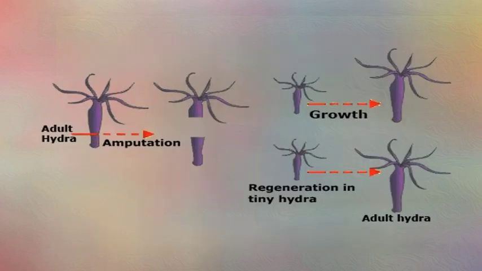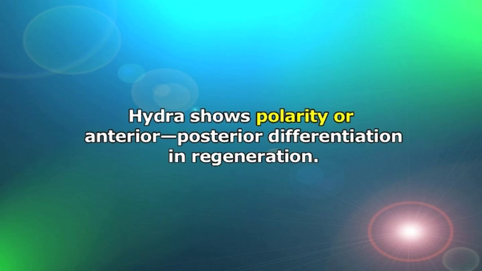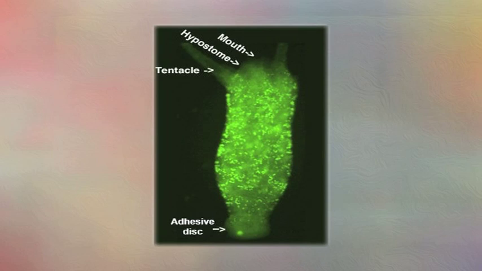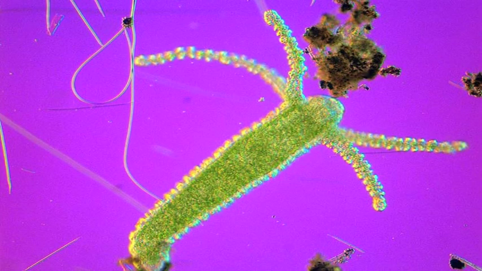If cut into 2 or more parts, each part reconstitutes into a new and complete individual of reduced size. Hydra shows polarity or anterior-posterior differentiation in regeneration. Thus, the posterior part of a cut hydra regenerates the mouth and tentacles, while the anterior part regenerates foot and adhesive disc. If only the head is split into two, a peculiar two-headed or Y-shaped hydra is formed.